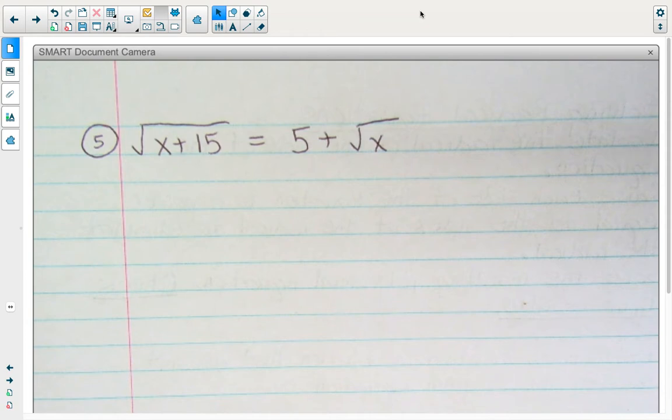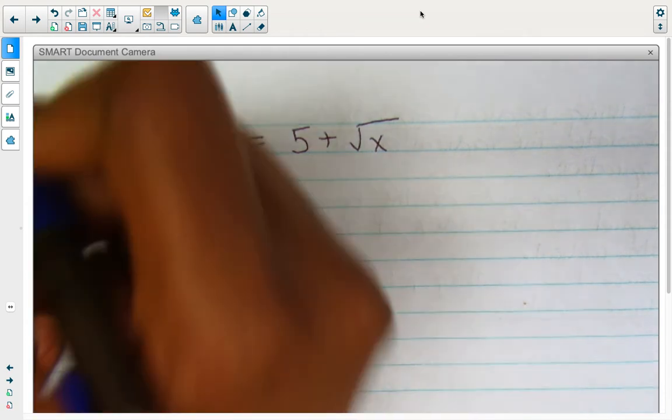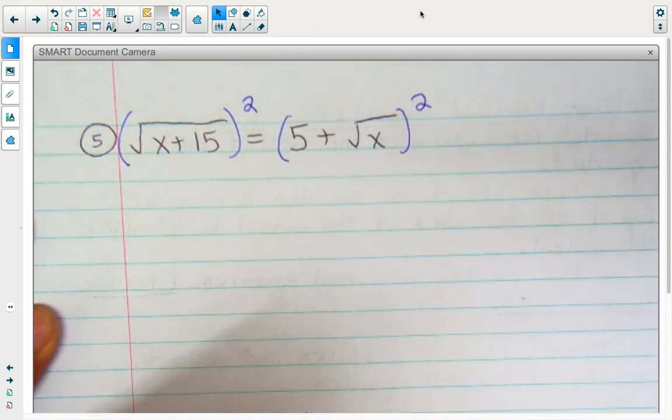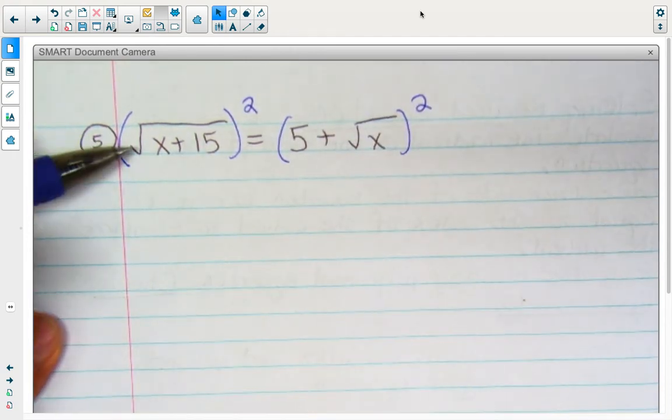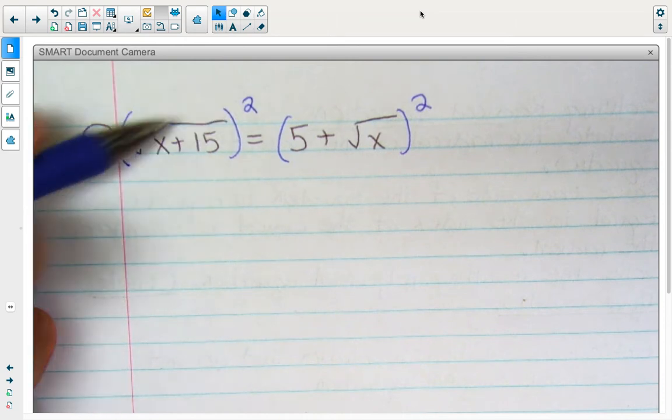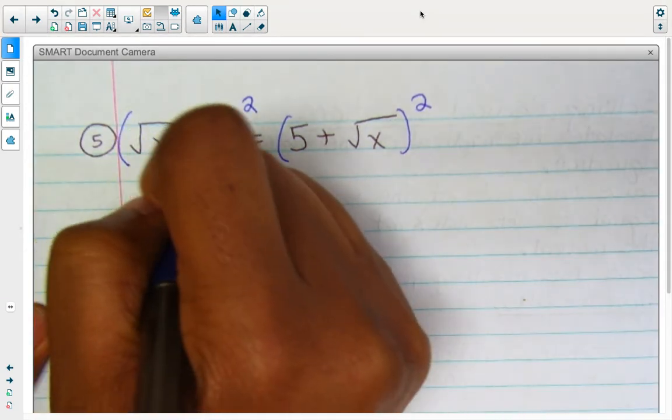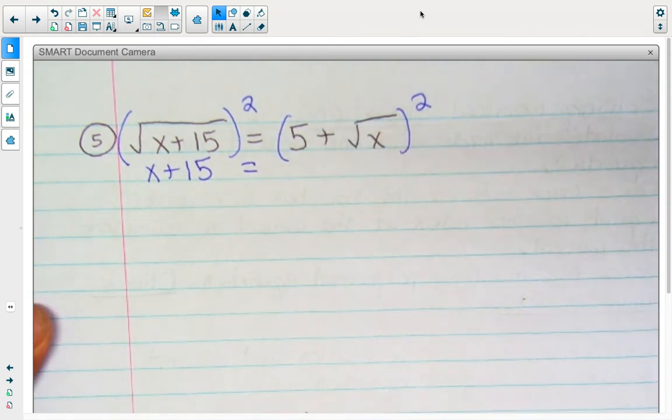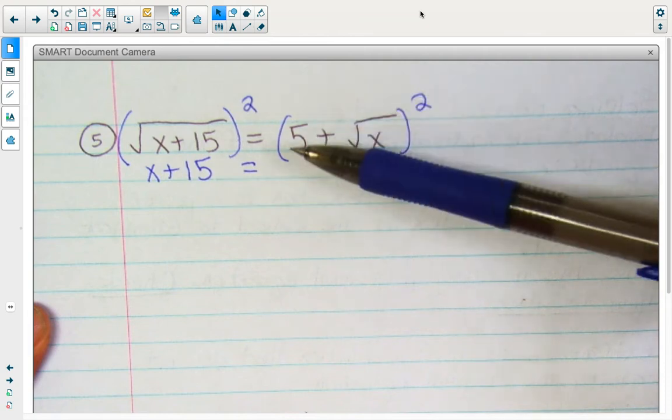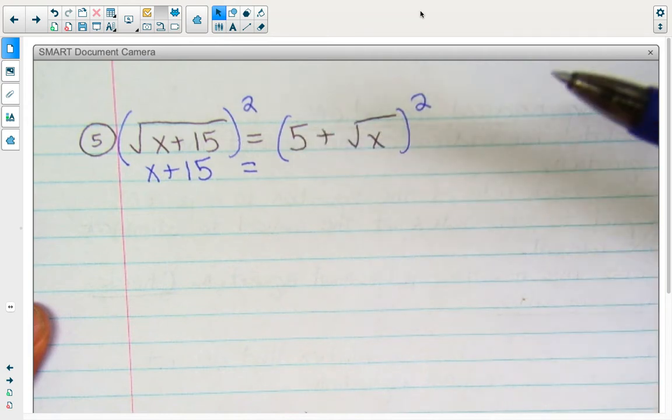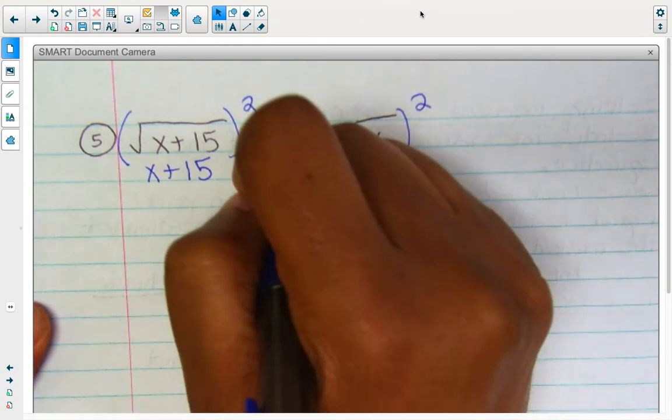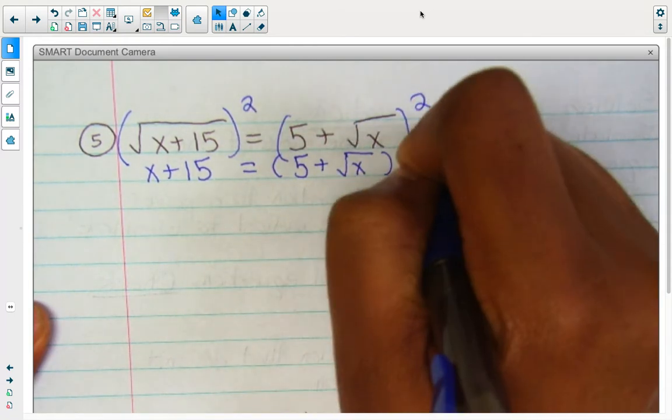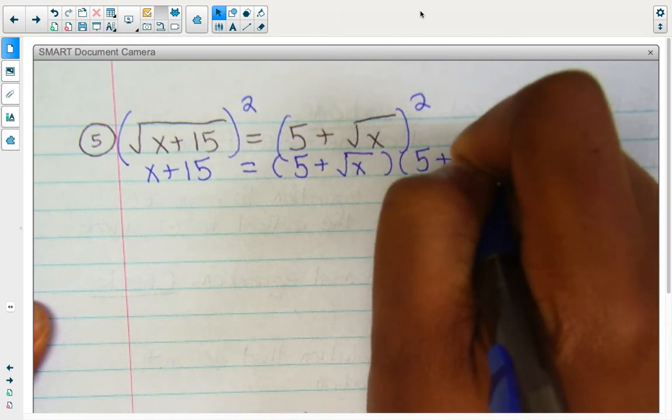So we're going to square both sides. I'm going to square this side to get rid of the square root, and I'm going to square this side to get rid of the square root. Now, square rooting and squaring will cancel out this side, so I'm left with x plus 15. On this side, I'm going to need to do the box method or distributive property because I'm doing 5 plus the square root of x times 5 plus the square root of x.